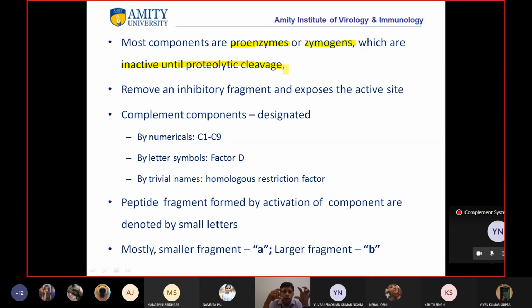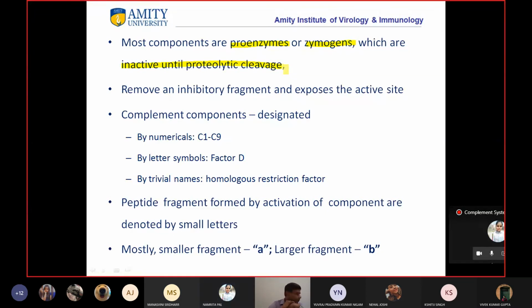So why does this happen? I'm sure you have read enzymes in biochemistry somewhere. Students, have you read enzymes? Yes, sir. Have you heard this term proenzymes or zymogens earlier? No, sir. Okay. Do you know that in enzymes there is one active site? Yes, sir. Okay.